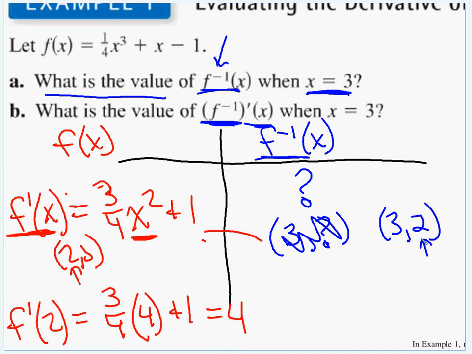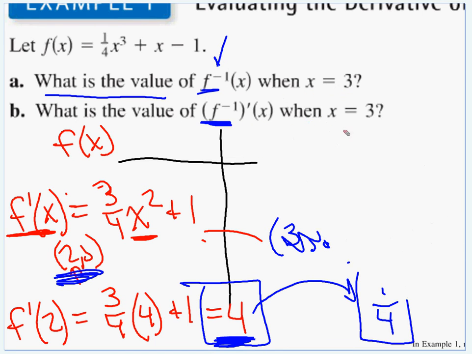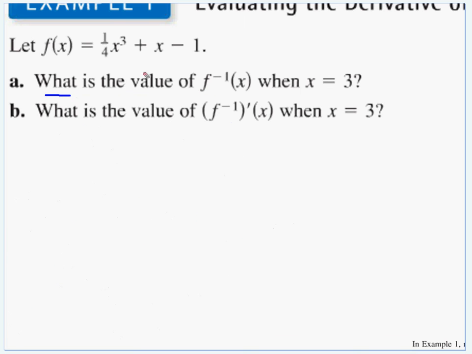If we found this slope is 4, or 4 over 1, the inverse function is going to have the reciprocal, 1/4. We have a reflected point, (2, 3), and (3, 2) is the reflected point. Over here, our slope was 4 over 1, so we invert that for 1/4 on our reflected point on the inverse.